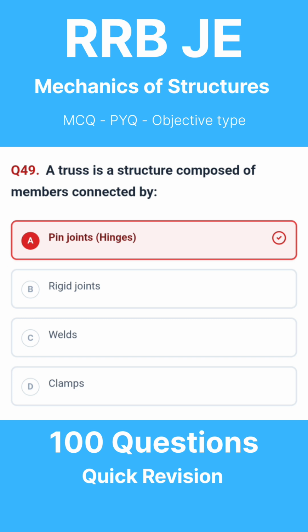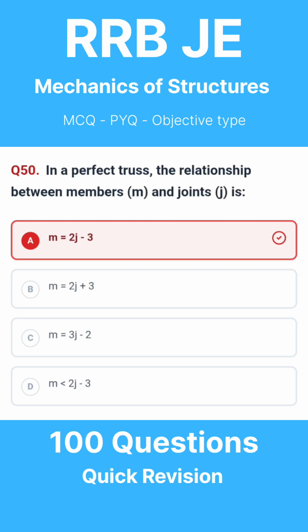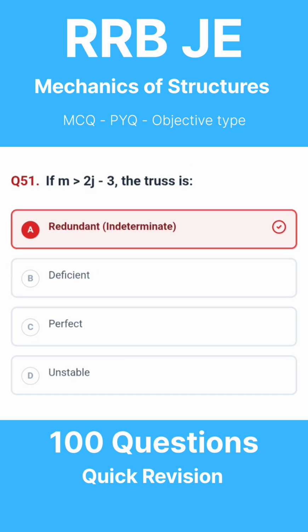Question 49. A truss is a structure composed of members connected by. The correct answer is pin joints, hinges. Question 50. In a perfect truss, the relationship between members M and joints J is. The correct answer is M equals 2J minus 3. Question 51. If M greater than 2J minus 3, the truss is. The correct answer is redundant, indeterminate. Question 52. If M less than 2J minus 3, the truss is. The correct answer is deficient, unstable.